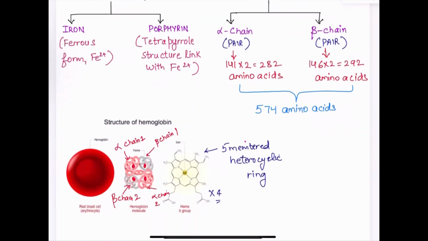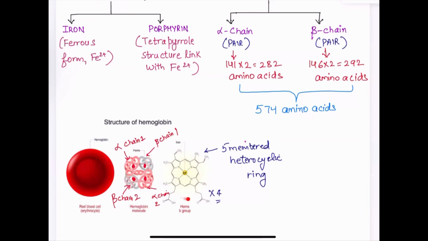Now, this respiratory pigment, as I already mentioned, helps in transporting oxygen as oxyhemoglobin from lungs to different parts of the body. When we look through the structure of hemoglobin, it has 4 subunits, alpha chain 1, alpha chain 2, beta chain 1 and beta chain 2. And within these are present heme groups. These are the heme groups, 4 heme groups.